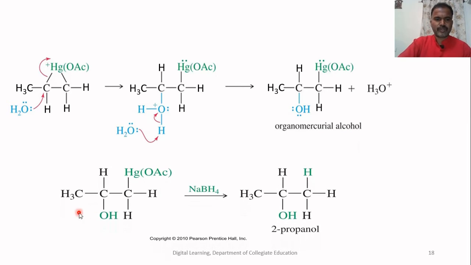The organomercurial alcohol formed is made to react with sodium borohydride. It is a reducing agent. It reduces the acetate mercury group and replaces it with hydrogen to give the final product. Here it is 2-propanol. So this is how the oxymercuration reduction reaction proceeds.